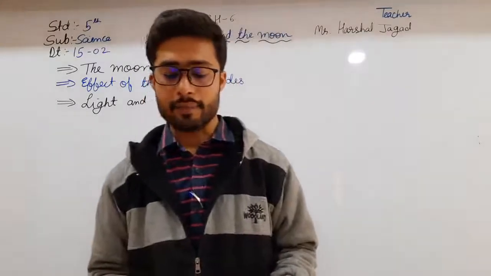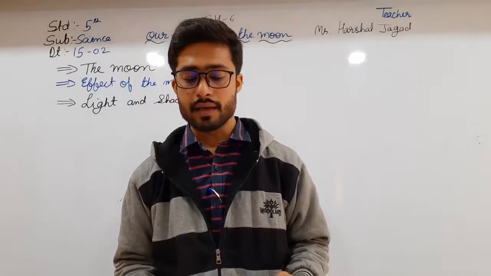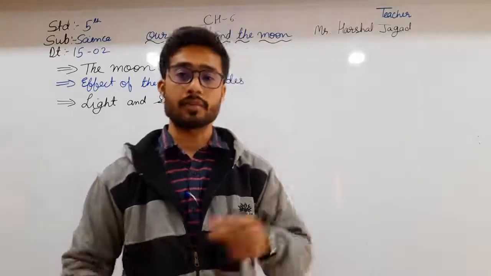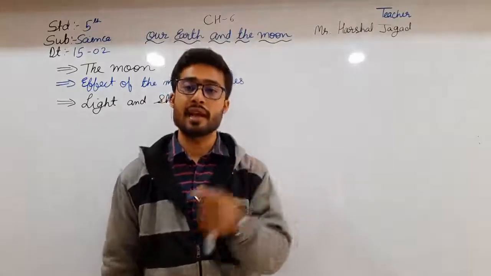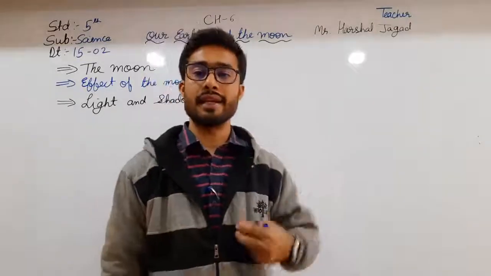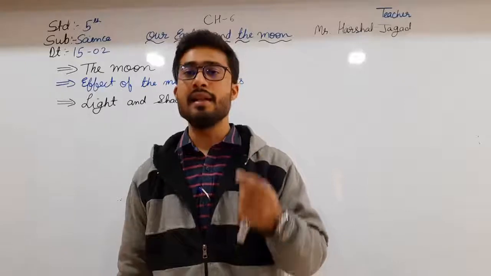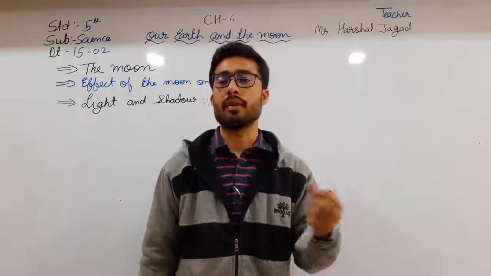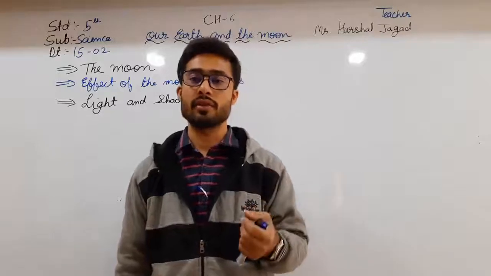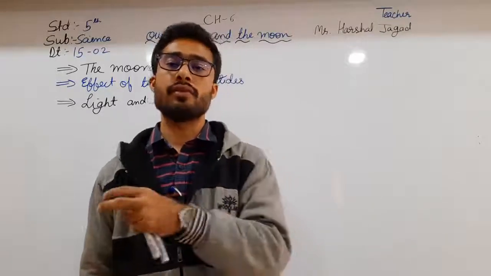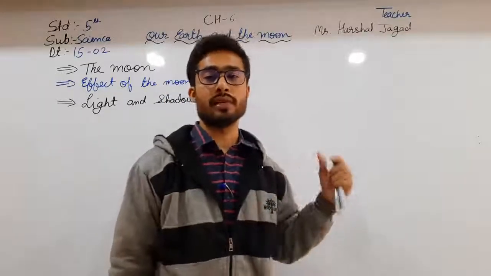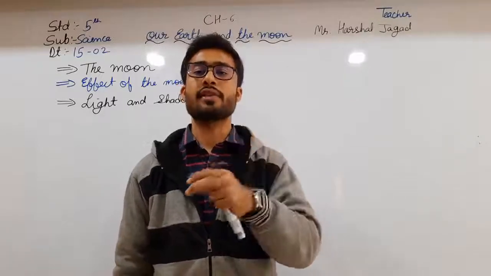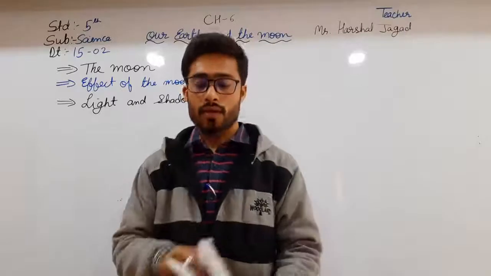Light has the capacity to pass through some things, but there are other things through which light cannot pass. First is transparent. The materials which allow the light to pass through them are known as transparent. And translucent, the materials which partially allow the light to pass through are known as translucent. And the materials which do not allow light to pass through are known as opaque. So due to this opaque, the shadow is formed.